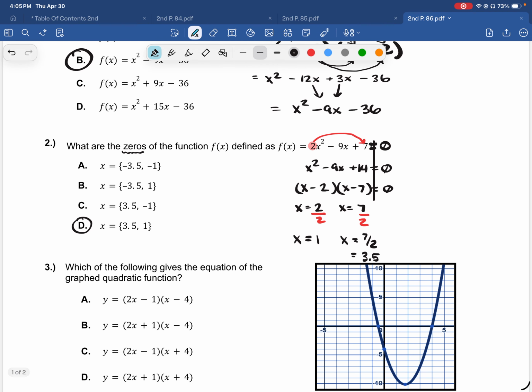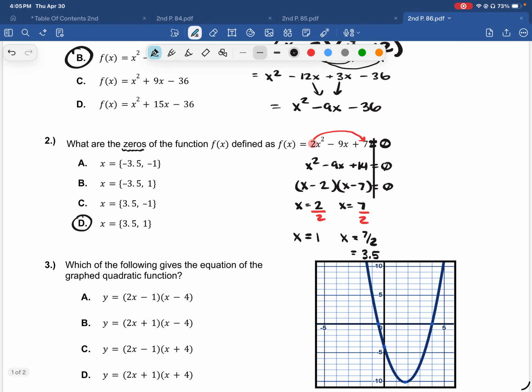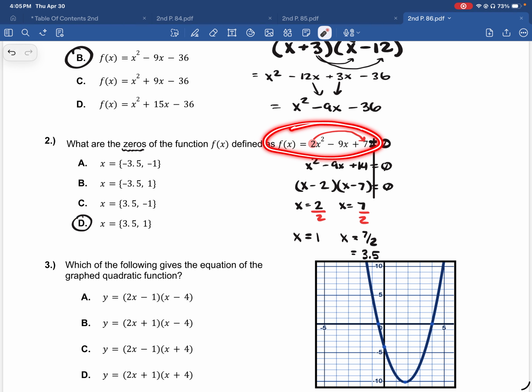Now, if you had Desmos on this question on your EOC, honestly, all I'd say is type in that function and see where it crosses the x-axis. It crosses at 3.5 and at 1.